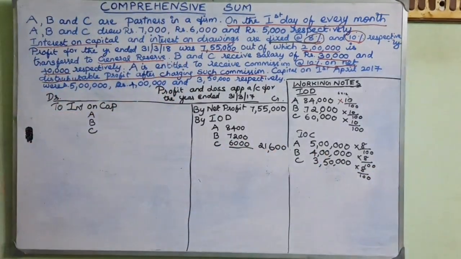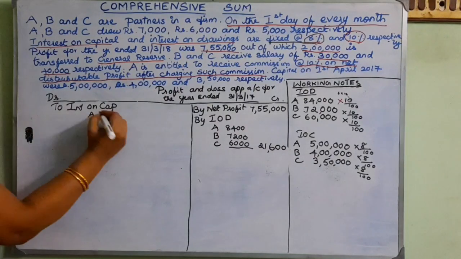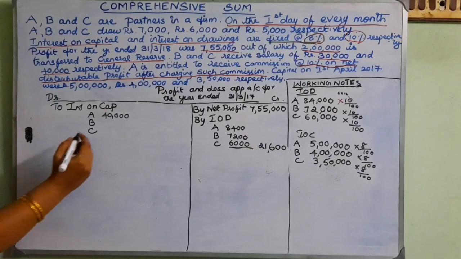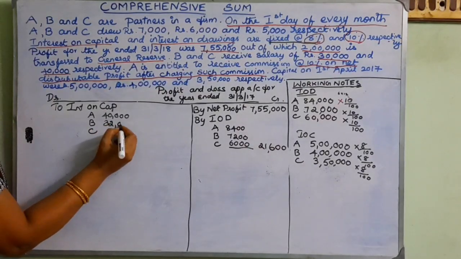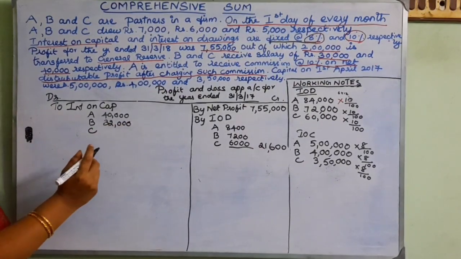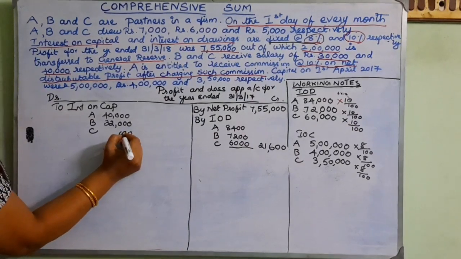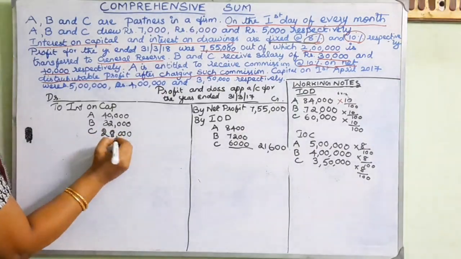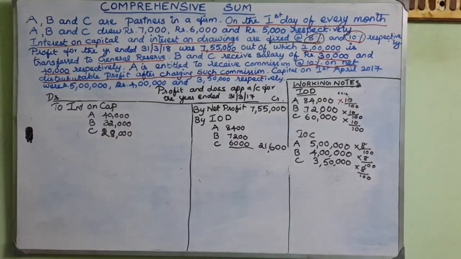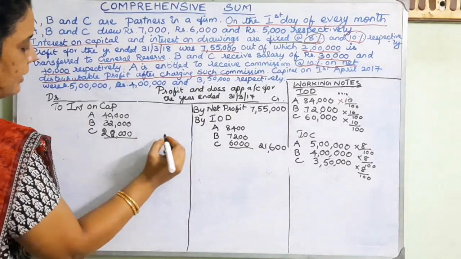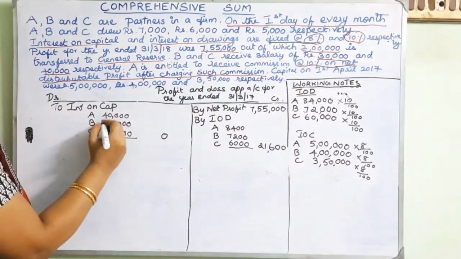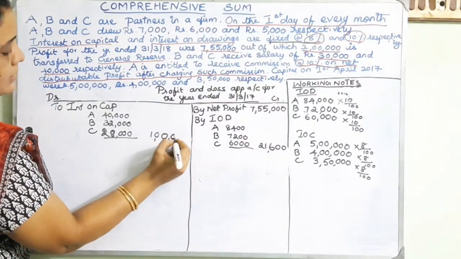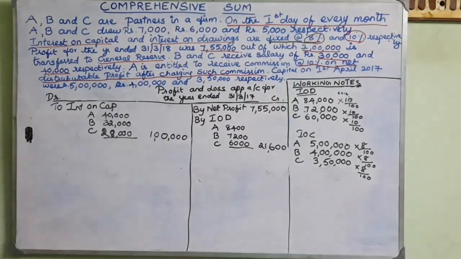For A you will get how much? 40,000. For B you will get 32,000. And for C you will get 28,000. So what is the total interest on capital? Your total interest on capital will be 1 lakh.